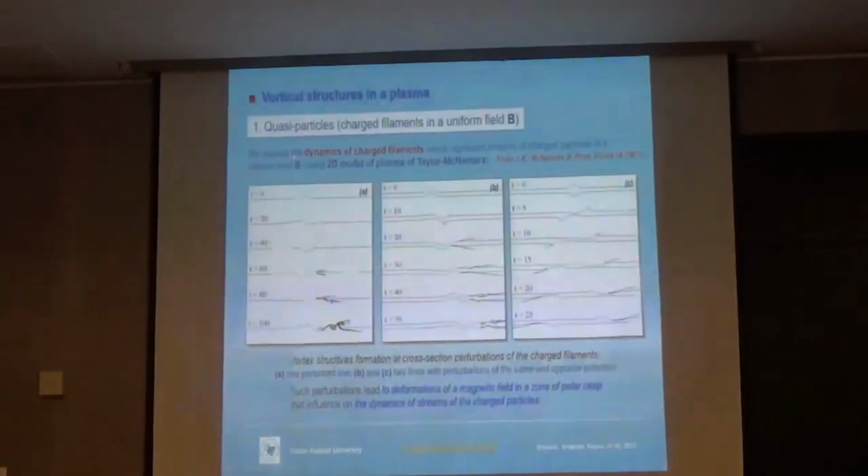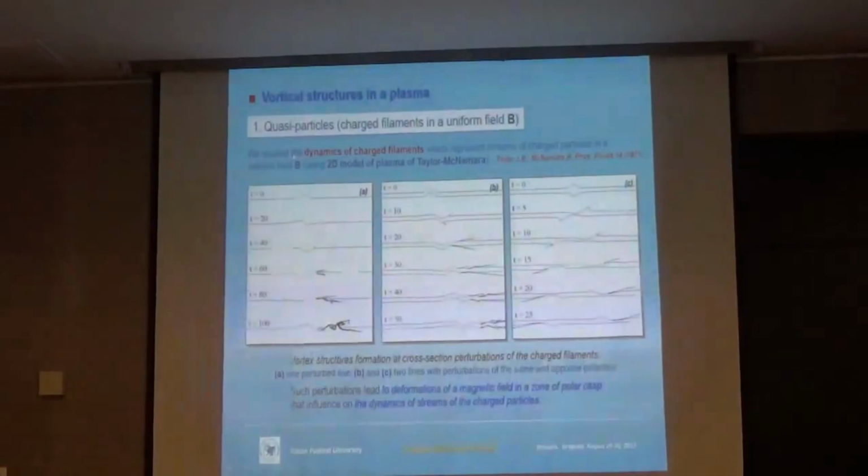Next application is vortex structure in a plasma. First example, quasi-particles or charged filaments in a uniform magnetic field. We studied the dynamics of charged filaments, which represent streams of charged particles in a uniform magnetic field, using the two-dimensional model of plasma of Taylor-McNamara. You can see the vortex structure formation at cross-section perturbations of the charged filaments.